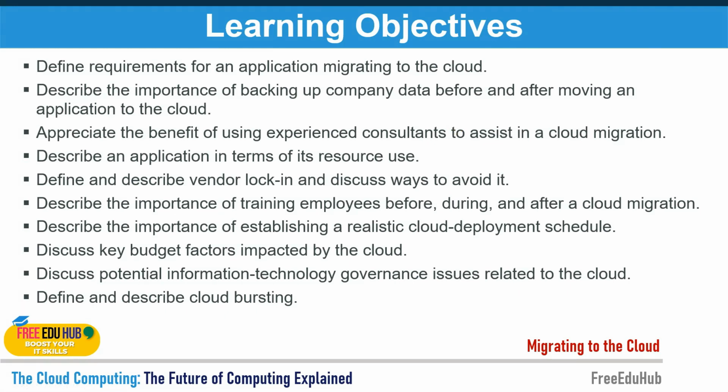The learning objectives for this chapter are: we'll define the requirements for an application migrating to the cloud, that is, what are the requirements if we want to shift certain applications to the cloud. We'll describe the importance of backing up the company's data before and after moving the application to the cloud. If you are planning to shift the data to the cloud, what sort of data do you want to keep on premises and what sort of data shall be migrated to the cloud? If you want to keep a copy in on-premises databases, what are the backup timings, and how frequently will you be maintaining the backups, etc.